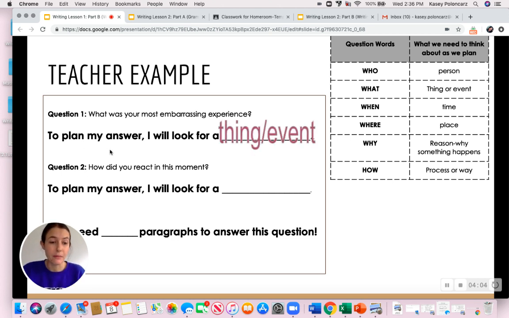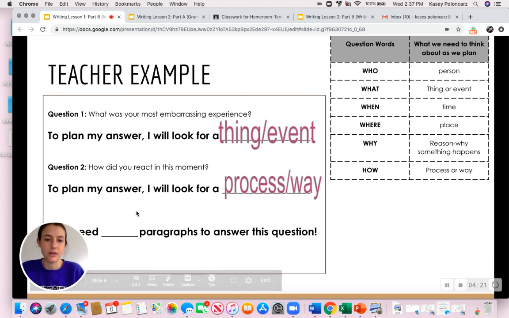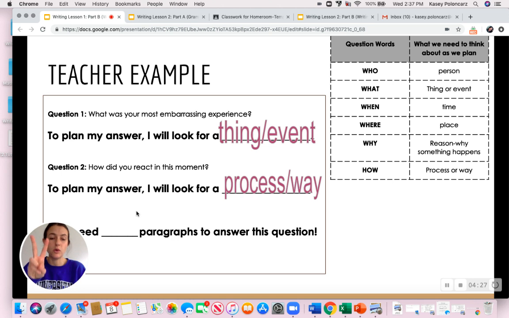For my next question, how did you react in this moment? It's a how question, so I'm going to need a process or a way that I reacted. And reviewing again, I have 2 questions. So how many paragraphs am I going to need to answer this question? Show me on your hands. Everybody should be holding up 2. It matches the number of questions. We're going to go through another example together.